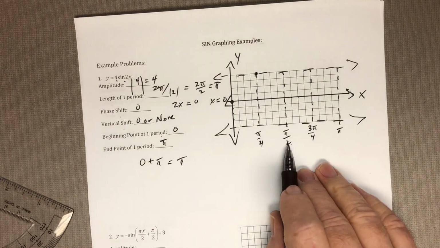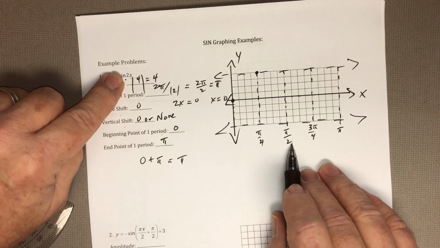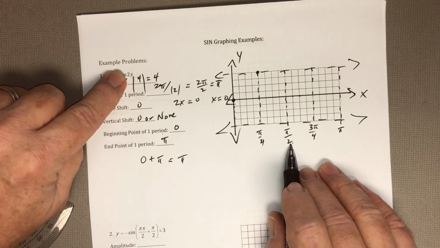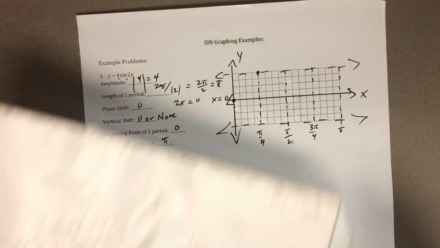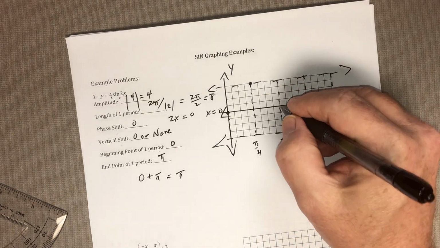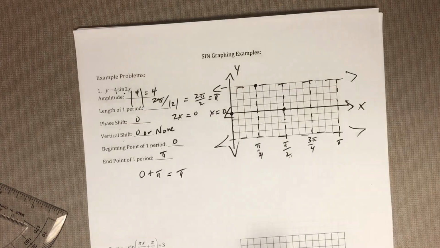And then I want to do pi over 2 next. I'm going to do 2 times pi over 2. 2 times pi over 2 would be 2 pi over 2, or just pi, and the sine of pi on your unit circle is 0, and 4 times 0 would be 0. So there's where it crossed the midline.